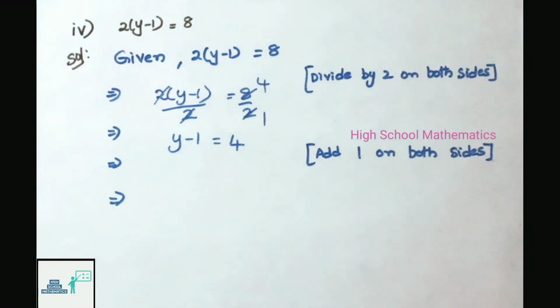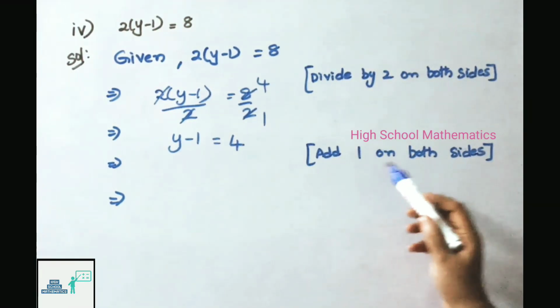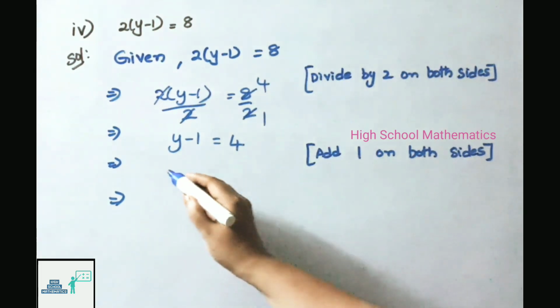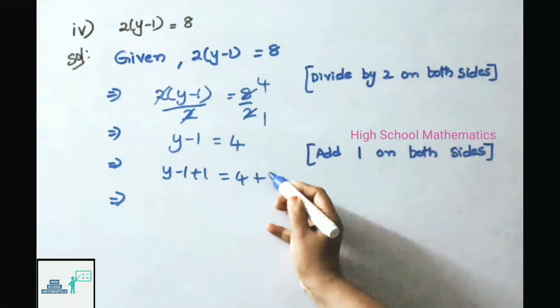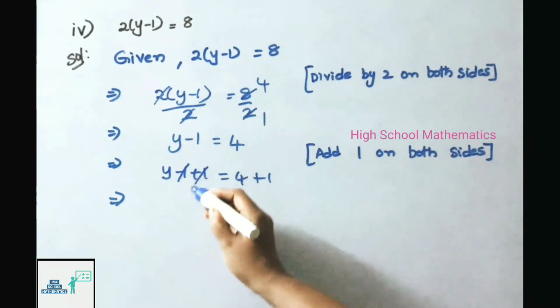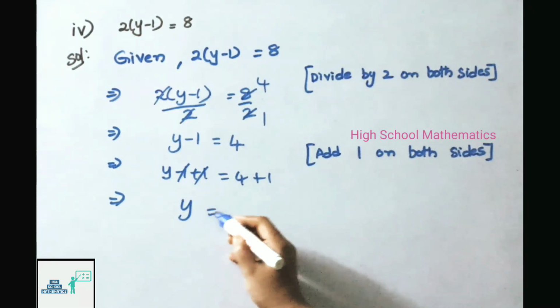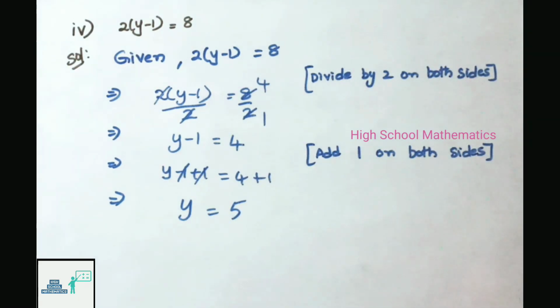To remove this minus 1, we are going to add 1 on both sides. So write down y minus 1 plus 1 equals 4 plus 1. Minus 1 plus 1 cancel. Here y equals 4 plus 1, that means 5. Therefore y equals 5 is the solution for the given equation.